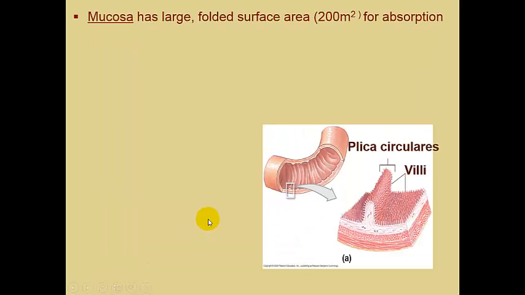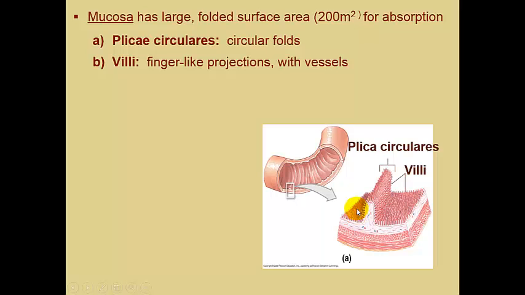The mucosa of the small intestine has a large folded surface. So we see the folds here, these macroscopic folds, which you can see with the naked eye. Those are called plicae circulares. And then on top of the plicae are villi, and those are these little finger-like projections. So you have a big fold that you can see with the naked eye. Then you have little folds on the big folds. Now villi are hard to see with the naked eye.